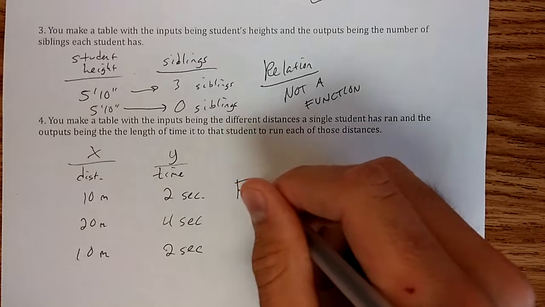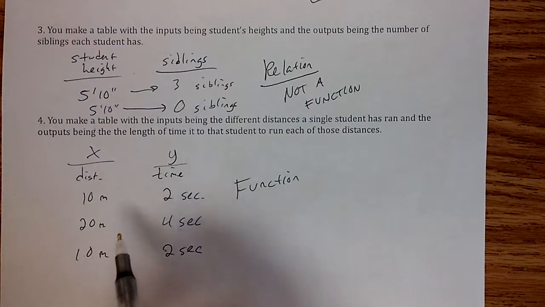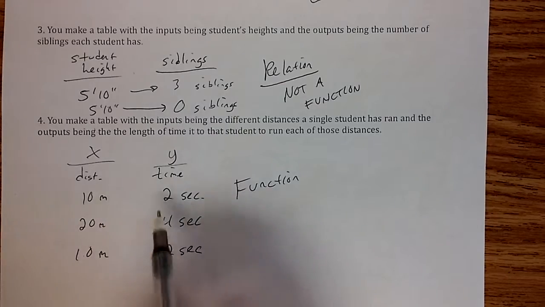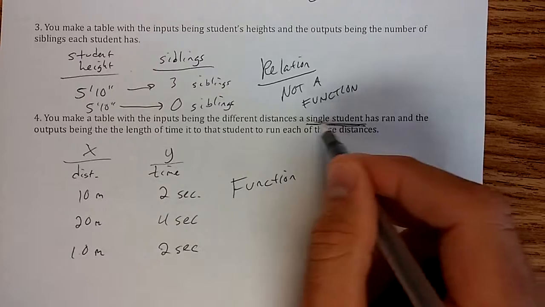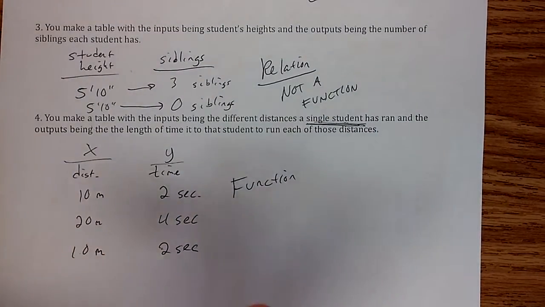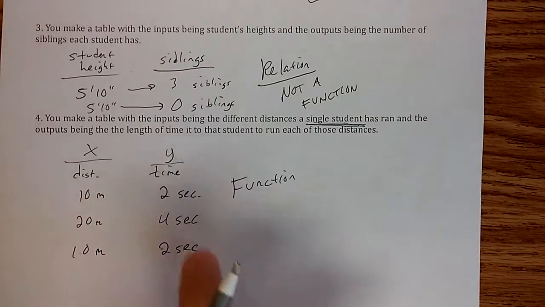This becomes a function. We can't really make up an instance where we have the same distance with two different times, because then it's not the same student and it goes against what the problem is telling us. This would be the same student running the same speed, so the same distance would produce the same exact time.